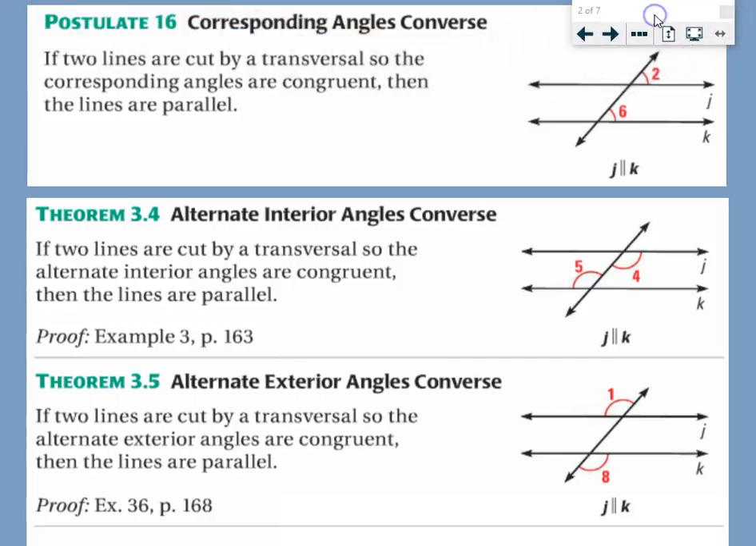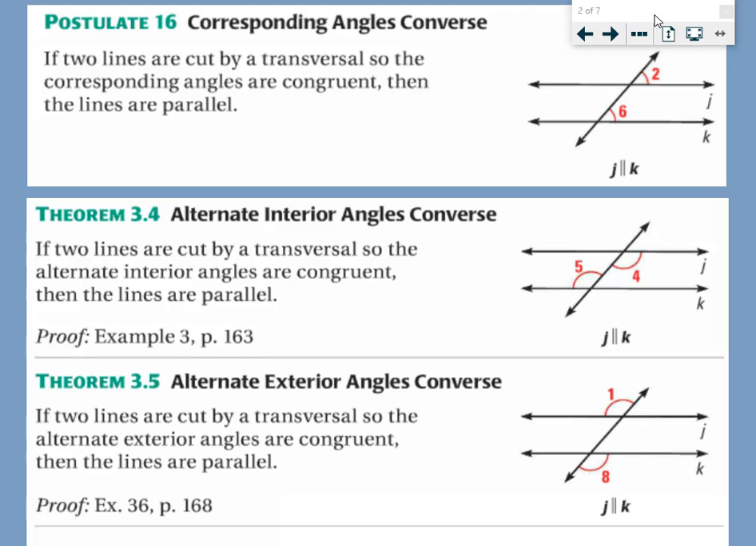First off, we have postulate 16, which is our corresponding angles converse. Remember, converse is the opposite of an if-then statement. It switches your hypothesis and your conclusion. So it's taking our corresponding angles postulate and flipping it around. If two lines are cut by a transversal, and the corresponding angles are congruent, then the lines are parallel.